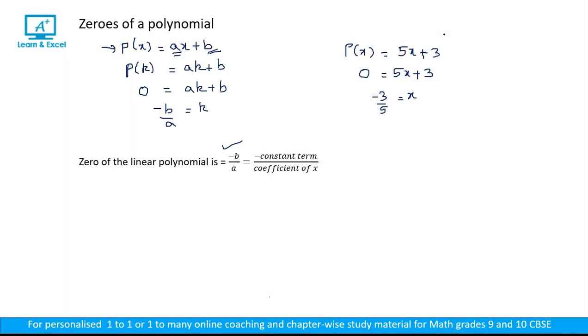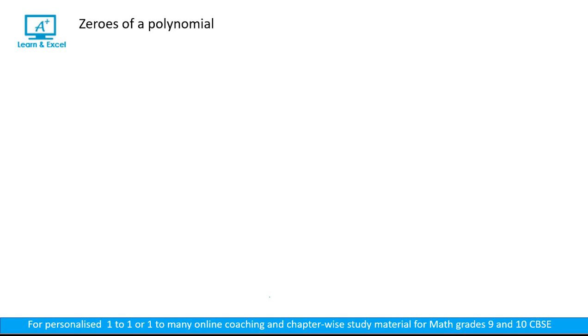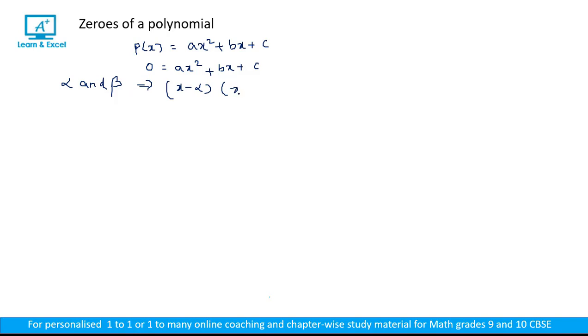Let us now understand how to find the zeros of a quadratic polynomial. The general form of a quadratic polynomial will be p of x equal to ax square plus bx plus c. p of x is equal to 0 to find the zeros of the polynomial. So 0 equal to ax square plus bx plus c. If alpha and beta are the zeros of the polynomial, then we can say that x minus alpha and x minus beta are the factors of p of x.